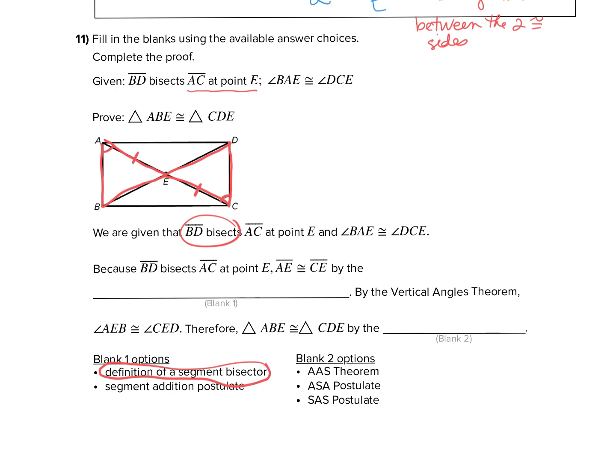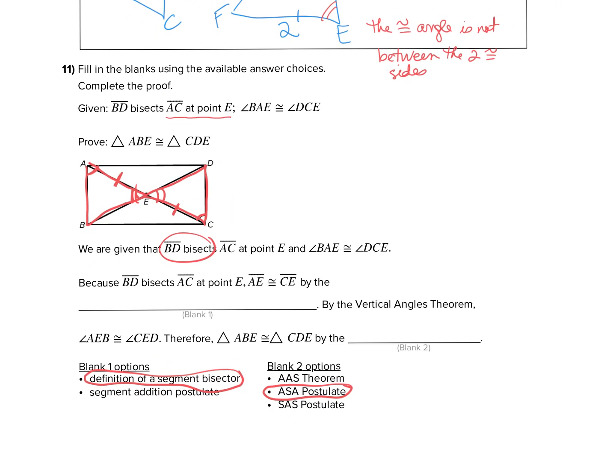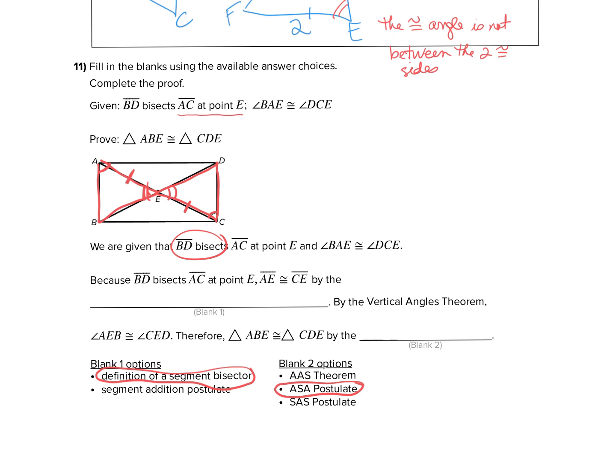By the vertical angles theorem, angle AEB is congruent to angle DEC. So what we have is angle, side, angle for both triangles. See? Not that hard. All information you know, and believe it or not, you just did a mini proof. Totally doable.